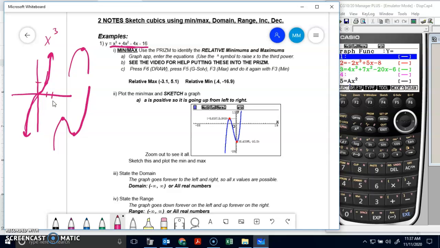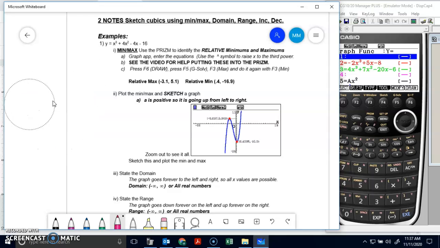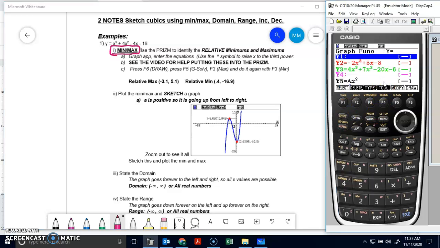So what we're going to do is the same things as yesterday: sketch the graph and get the key points. But instead of just a vertex, we're going to start by getting the min and the max. The way you do that, I'm going to show you on the calculator, is the same way that you got the vertex before. So let's learn how to type this in.